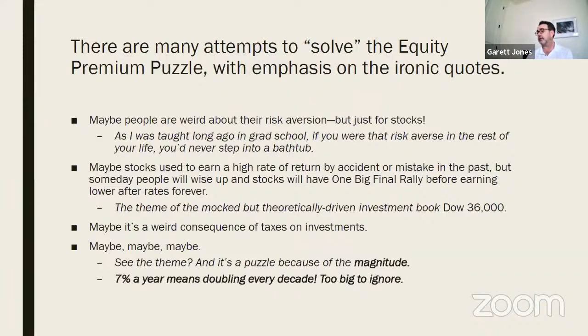So this was a theme actually of a widely mocked, but also truly theoretically driven investment book called Dow 36,000. People mocked it because it seemed like, wow, stocks aren't going to just rally and stocks really are risky. But the book itself was driven by this puzzle. And their solution to the puzzle was someday people will wise up and start acting a lot more like Homo economicus. They'll start realizing stocks aren't as risky as you thought.